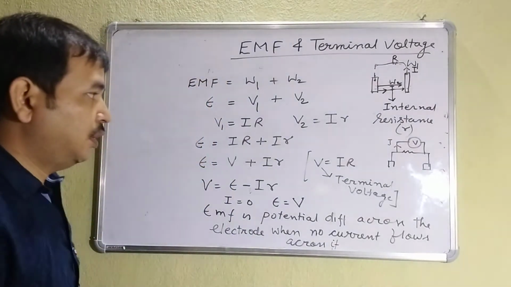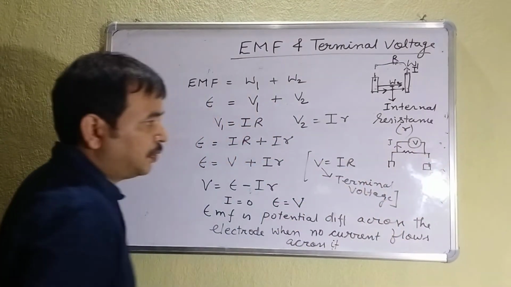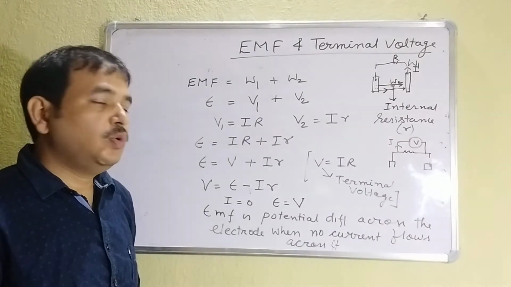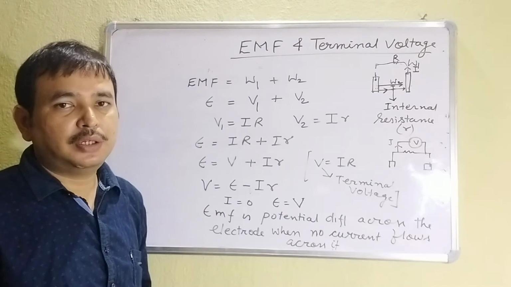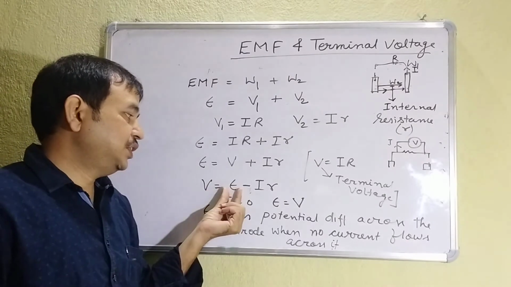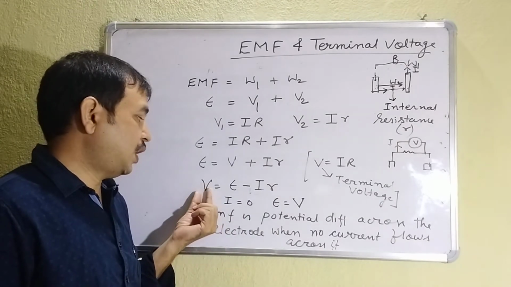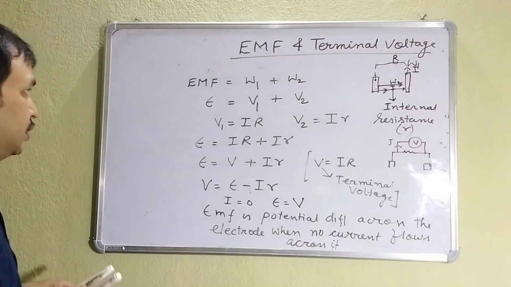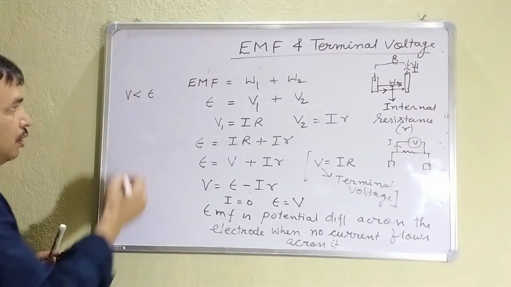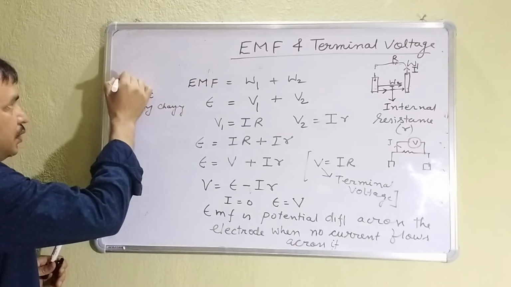Clear? And if you are not taking any current from the cell and you are measuring the potential difference, you will see that a potentiometer is used for that. In that case, you are actually measuring the EMF of the cell. Now, terminal voltage is equal to EMF minus I into r. So, for terminal voltage, there are three cases. Terminal voltage is less than EMF. Clear? When? During discharging. This is the first condition.